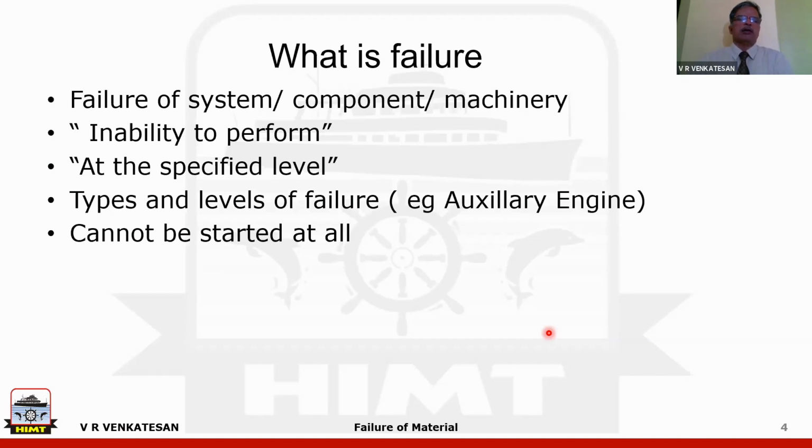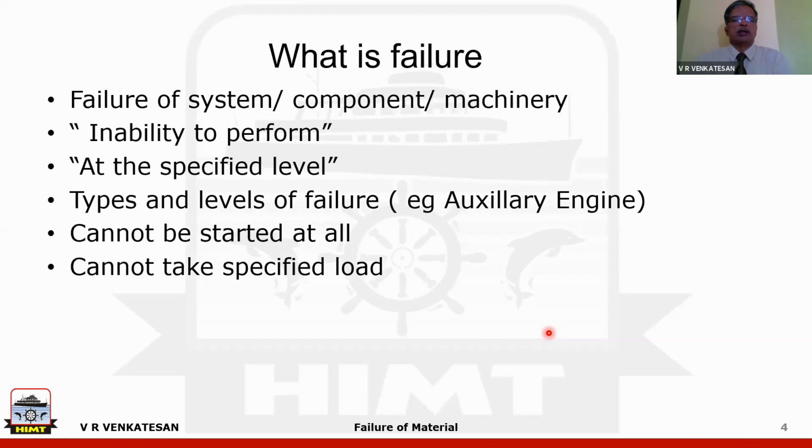The second level of failure will be it can run, but it cannot take the full kilowatt. If it is designed to supply power for 700 kilowatt, then it is not able to develop 700 kilowatt power. So then we say it cannot take the specified load. This is an example of a failure. It is a different level, but it's still failure.